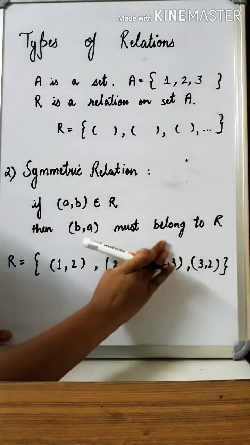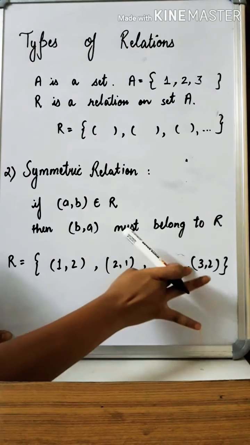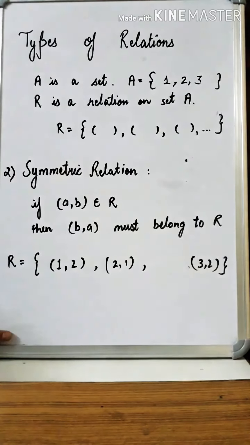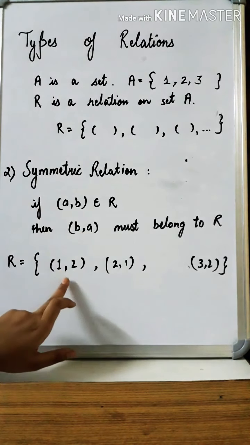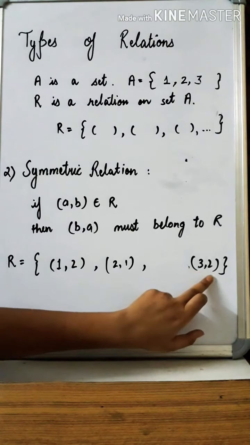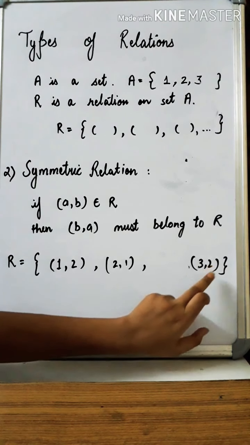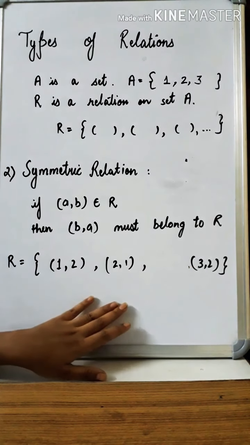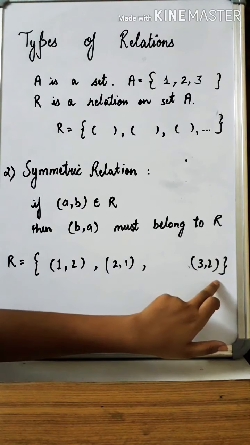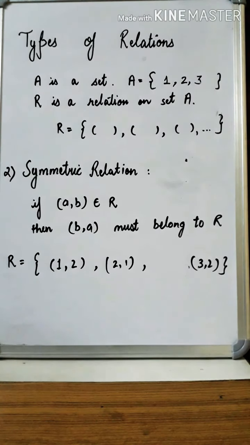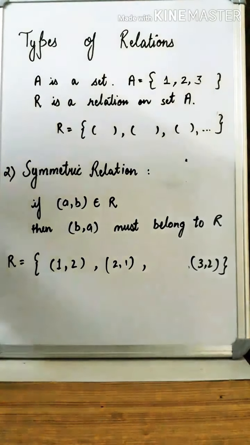Had it been like this, see, if this element was not there, then you have (1, 2) and you have its symmetry (2, 1). But you have (3, 2), and you don't have (2, 3) here. So this will not be a symmetric relation, because for this element you don't have the symmetry. Alright, so this is about the symmetric relation.